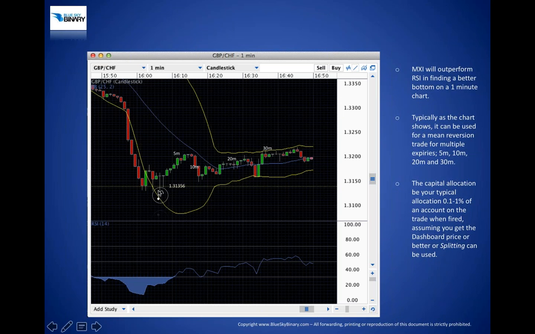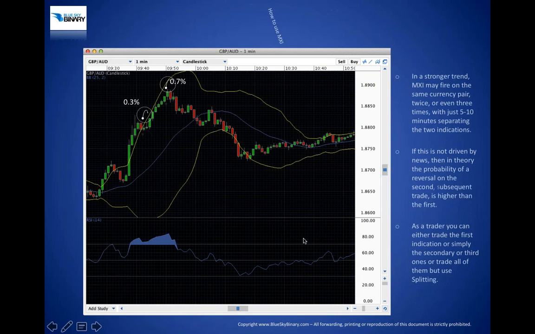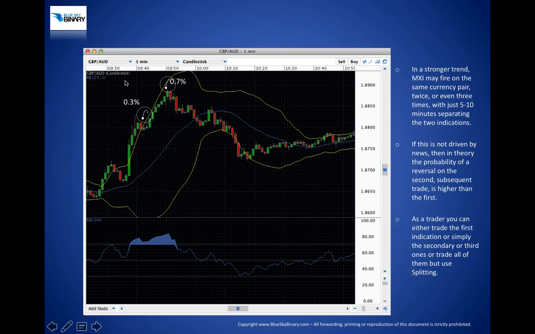Or in certain instances, the MXI will fire on the same pair again, okay? And when this happens, for example, in this case, this is GBP-AUD the same day. This was in the morning, by the way. Again, on the 1 minute chart, the MXI fired here, right? And then around 10 minutes later, it fired around 20 pips higher, right?